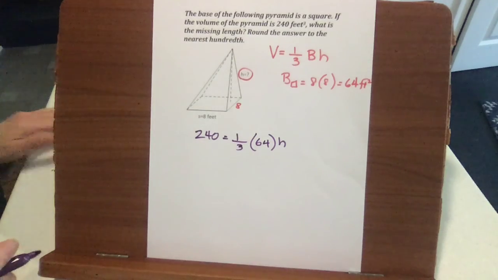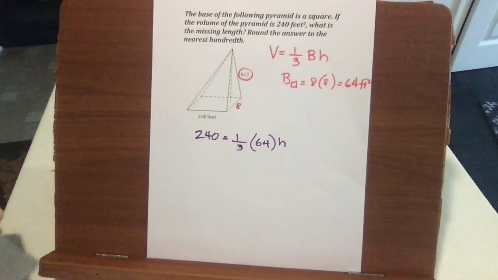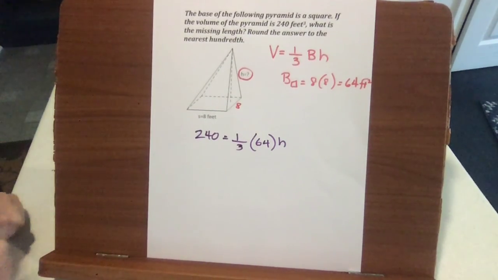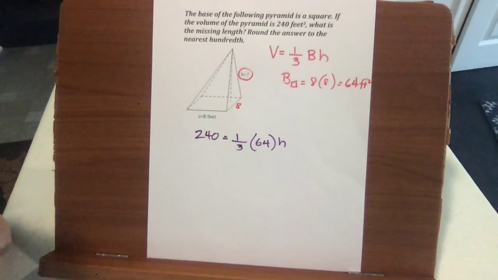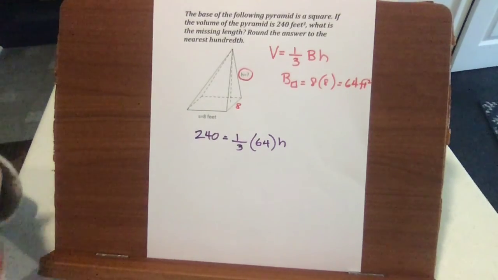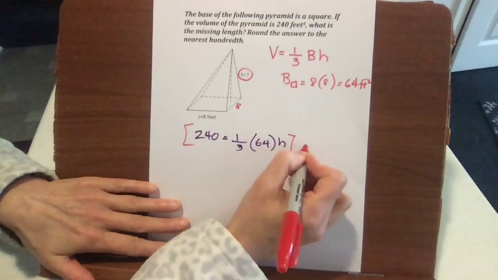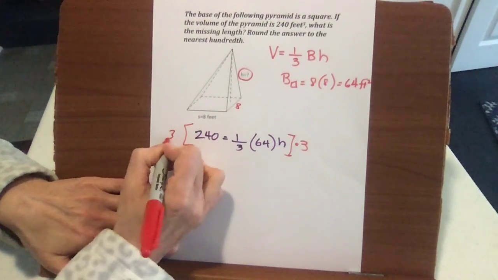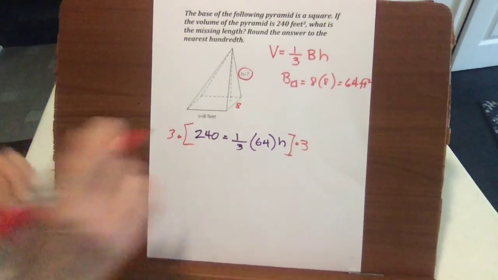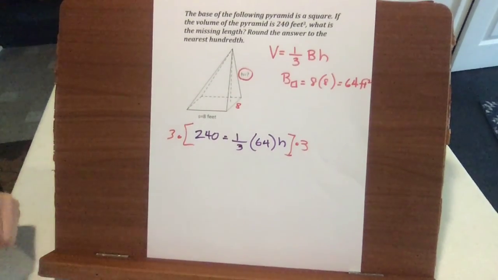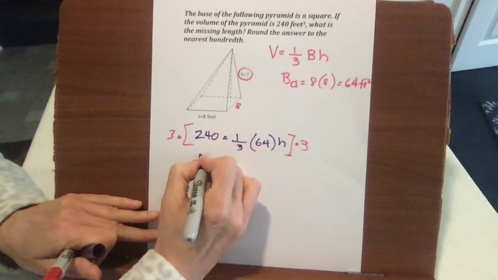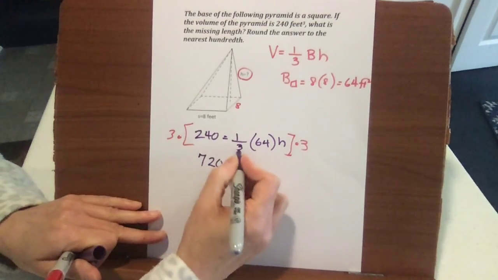Okay. All right, so what I would do here at this point is I would just multiply each side by 3, because 64 is not divisible by 3. It's going to give you decimals, and then you could lose accuracy. So just make it easy. Multiply everything by 3 on each side to ditch the fraction. So 240 times 3 is going to give you 720. So your 1/3 is gone.